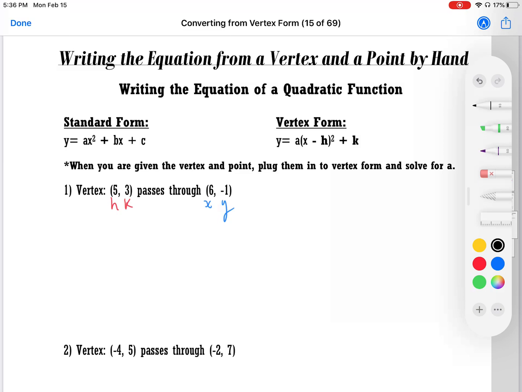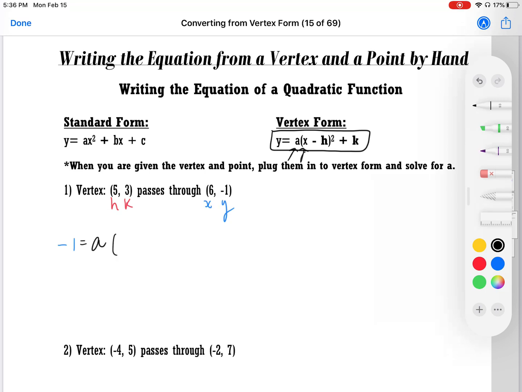So now what we're going to do is plug all of these numbers into this equation. We don't want standard form. Standard form does not help us here. Nothing is labeled A, B, C. So we use vertex form because we've got an H, a K, an X, and a Y. So what vertex form says is we start with the Y. The Y number is -1. Then there's an equals. Then there's an A. I don't have an A in any of these numbers, so I put the letter A here.